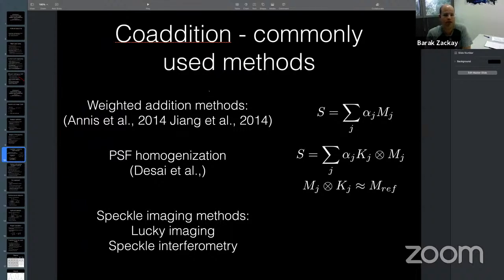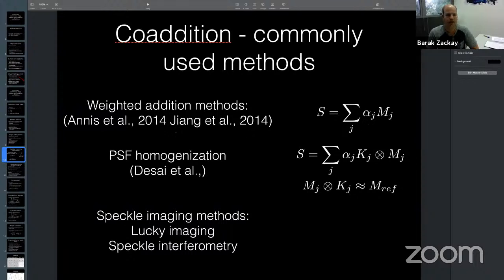Now let's begin with addition. The commonly used methods, I think many of them are still used, so they're not really past methods. If you have some images and you just want to sum them, many people just say, okay, let's sum them with some weights.